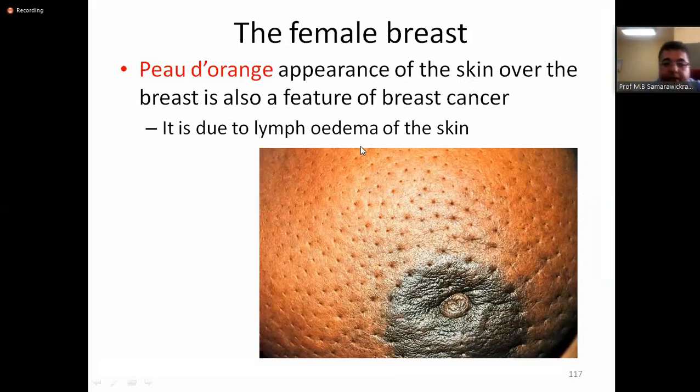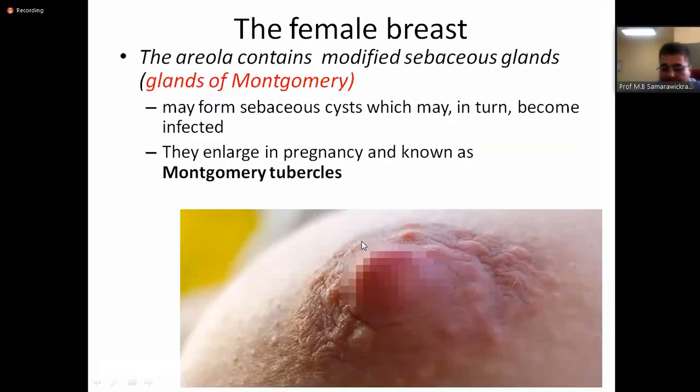So you can see edema of the skin, and hair follicles you can see as dimples. So that is the reason, skin lymphedema. And the areola contains modified sebaceous glands that are called glands of Montgomery, and these can enlarge in pregnancy and lactation. Right, those are called Montgomery's tubercles. You can see there are a lot of Montgomery's tubercles.